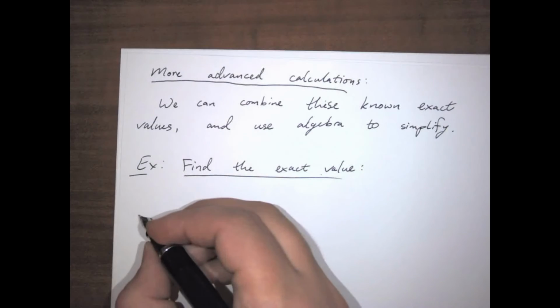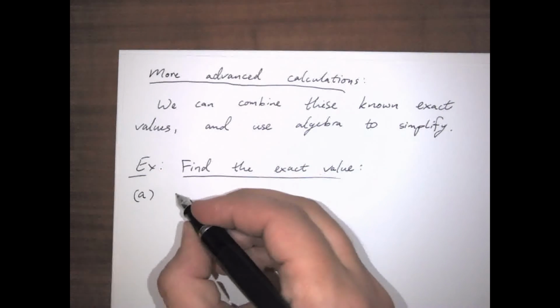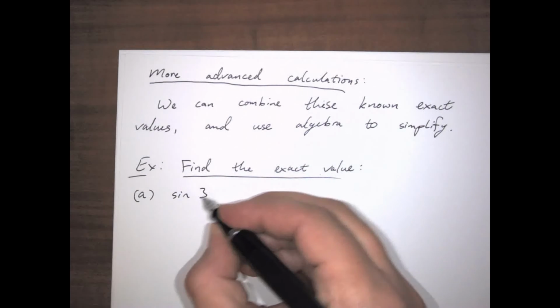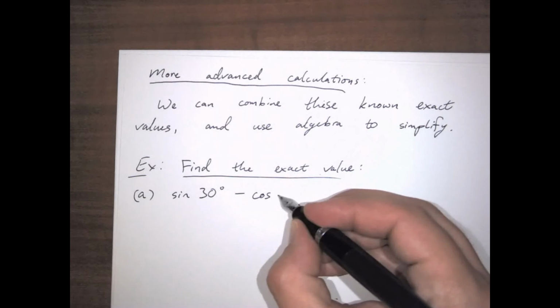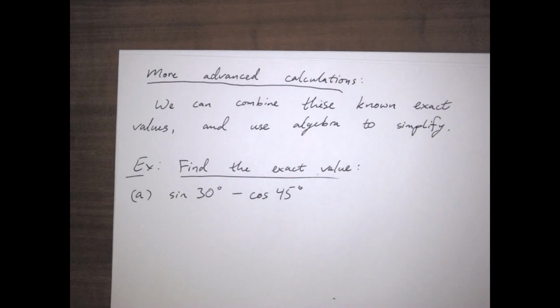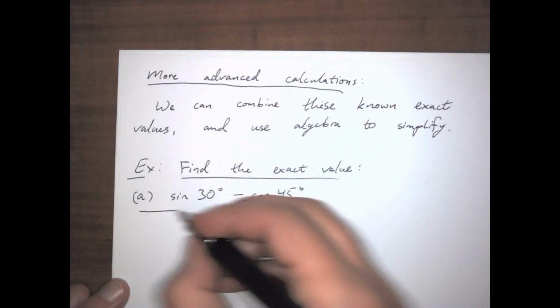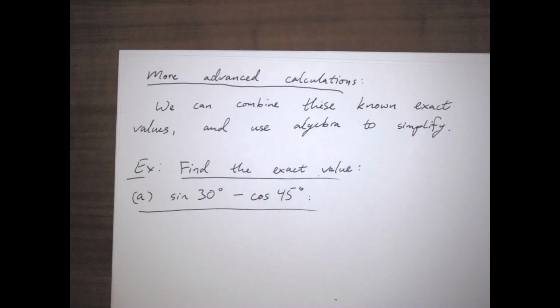Alright, so let's say we wanted something like this. Maybe sine 30 degrees minus cosine 45 degrees. So here, just starting easy, we've got degrees, just sine of something minus cosine of something else. Now the key is just evaluate it piece by piece and then see what you get.